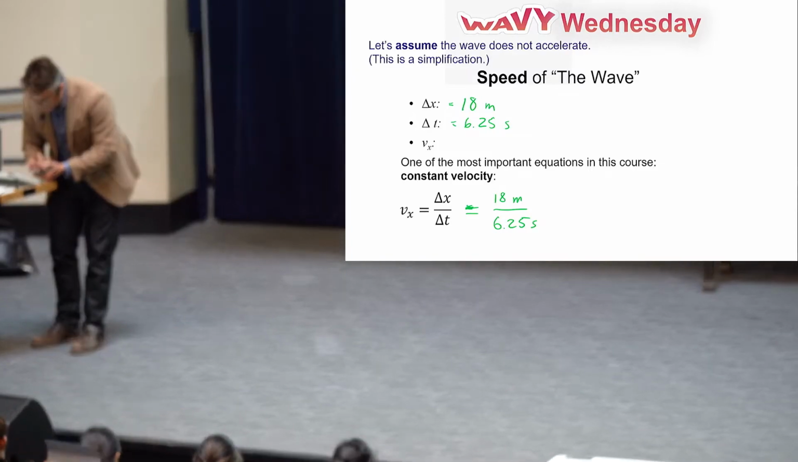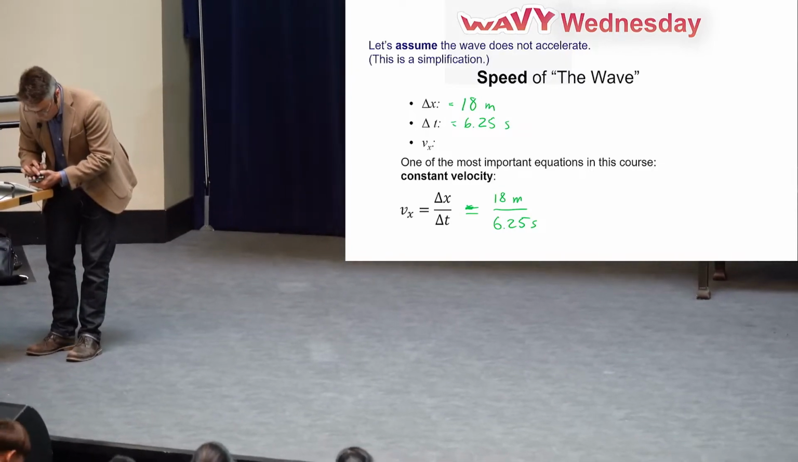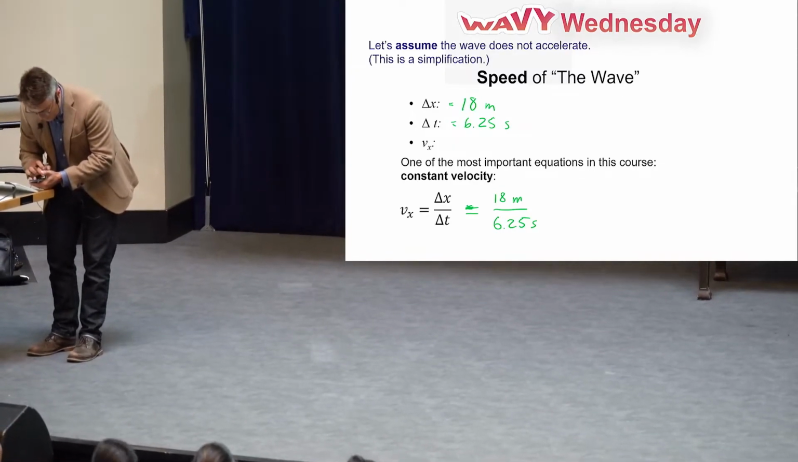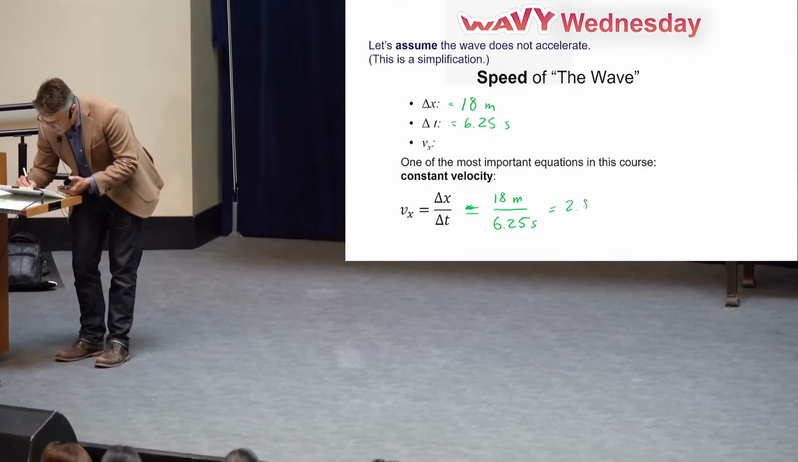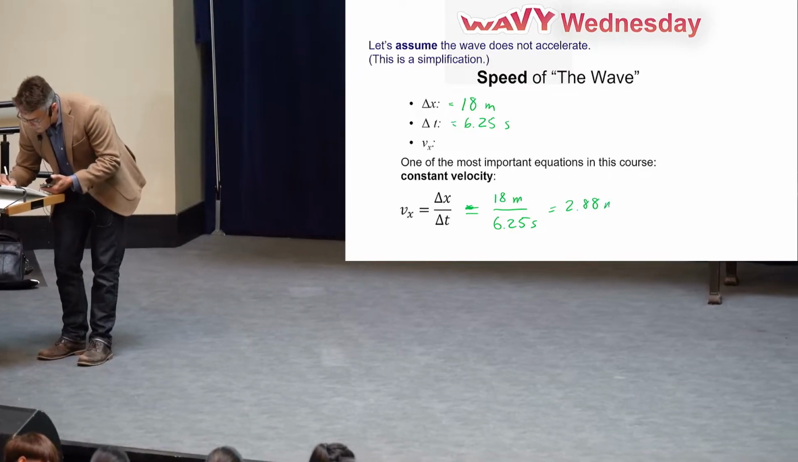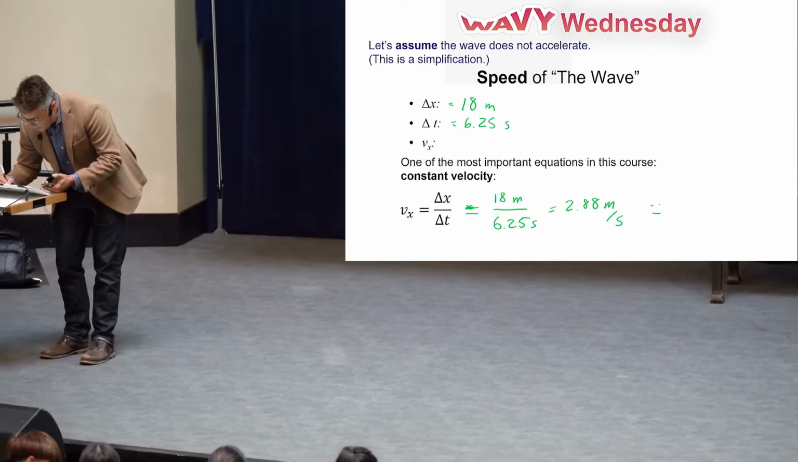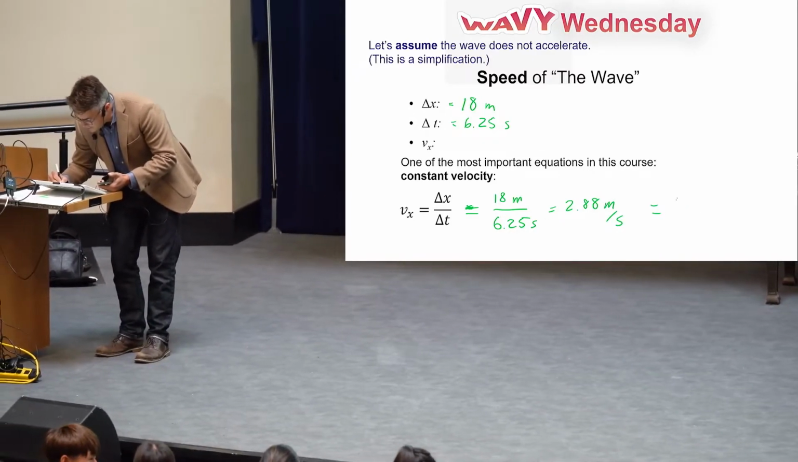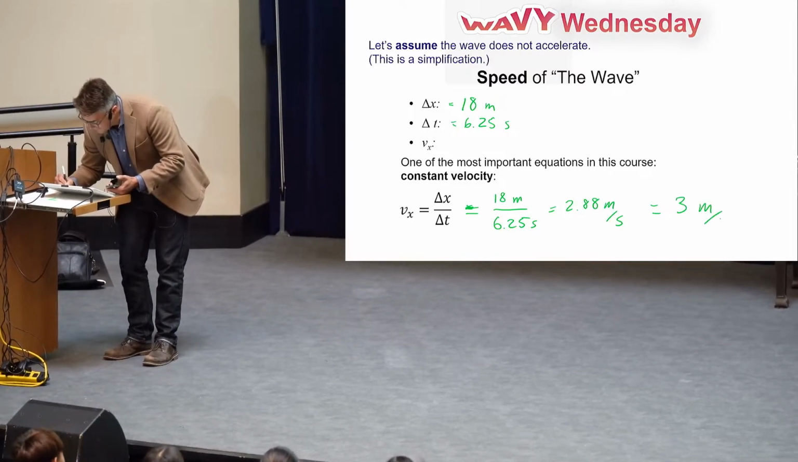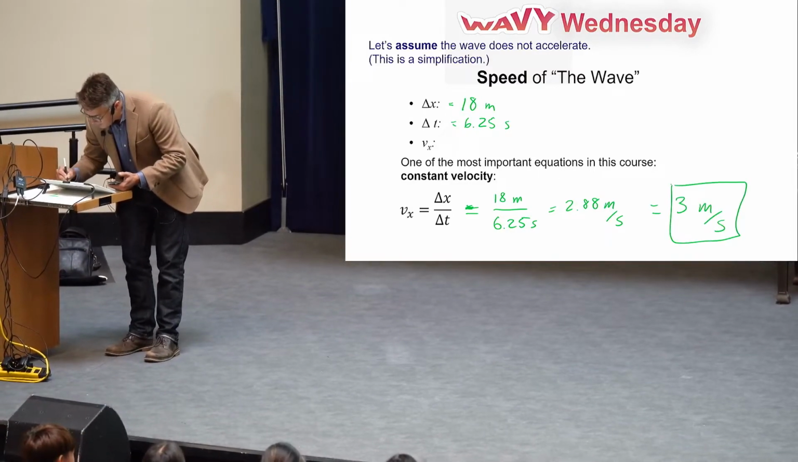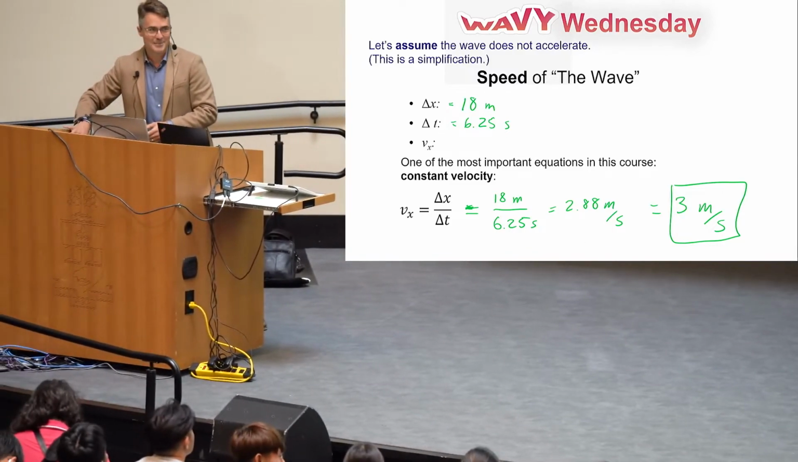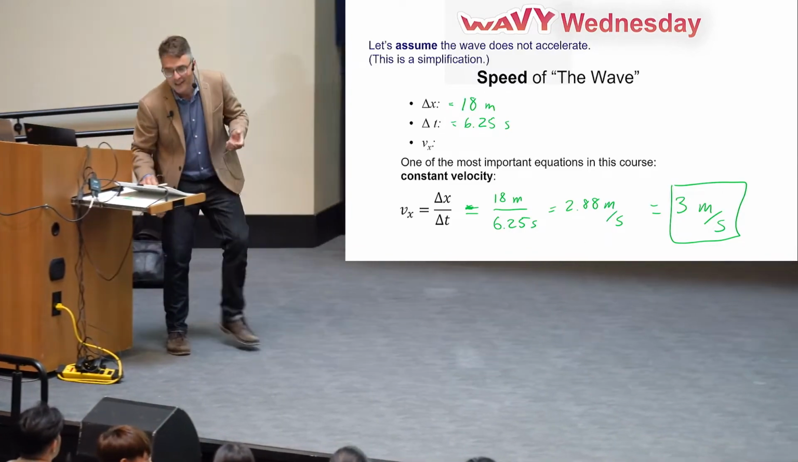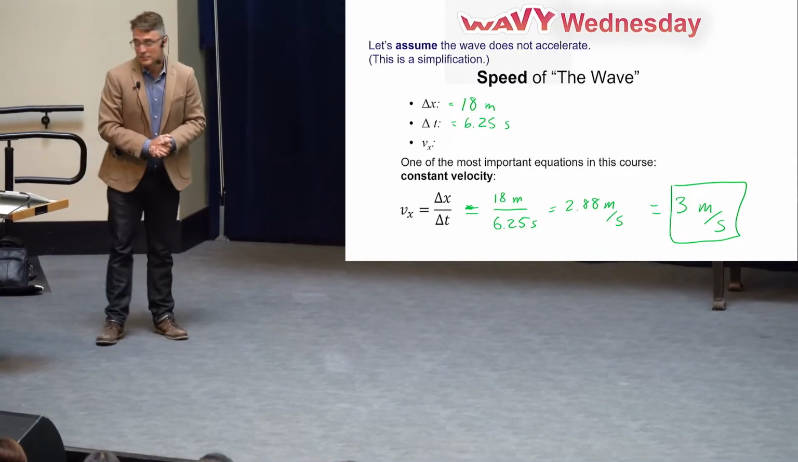I should probably be careful with my significant digits. I don't really need all these. But I got 2.88. And so the units are going to be meters per second. So I would write, to be more honest, 3 meters per second, roughly, just because I don't really trust any of my measurements to that many significant digits. But it may be 2.9, something like that. Anyway, so that was fun.